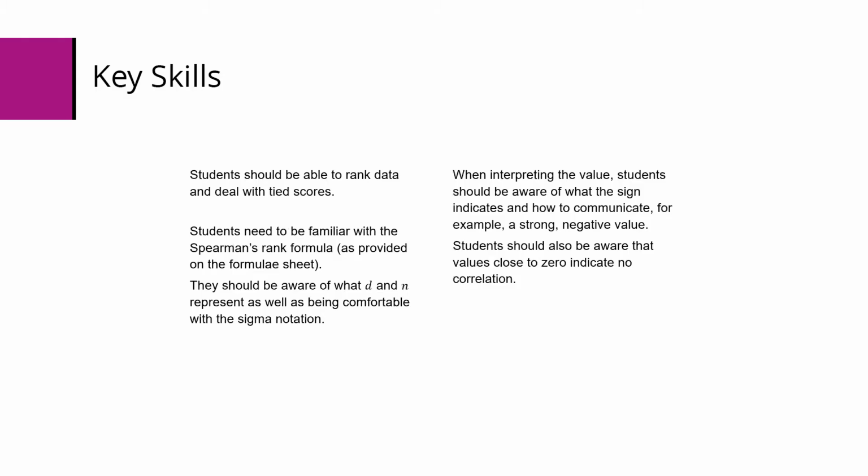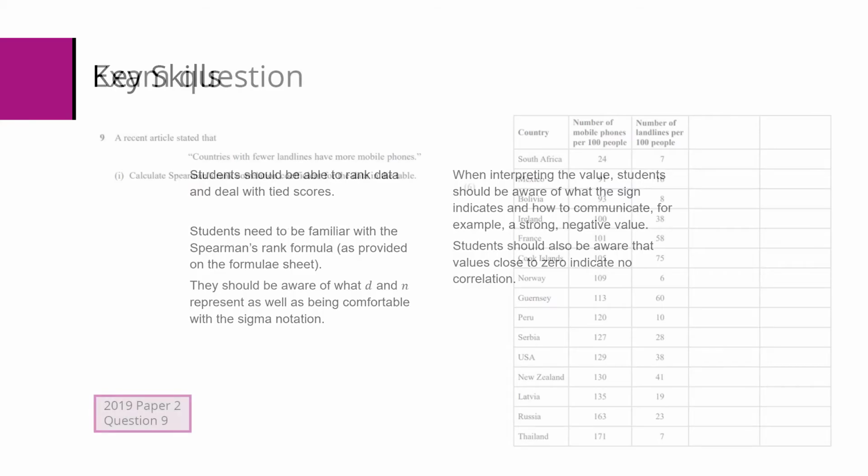and also be comfortable with that sigma notation in there. When interpreting the value of the correlation coefficient, students should be aware what the sign indicates and how to communicate. For example, what does a strong negative value mean in that context? And students should also be aware that values close to zero indicate no correlation.